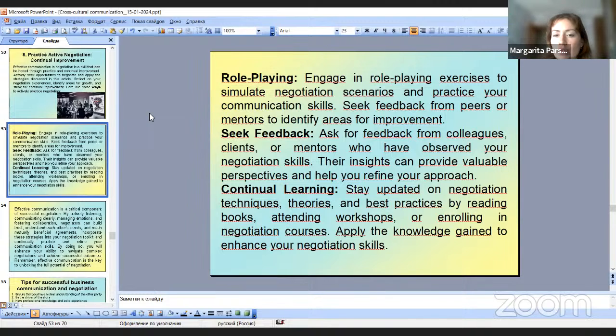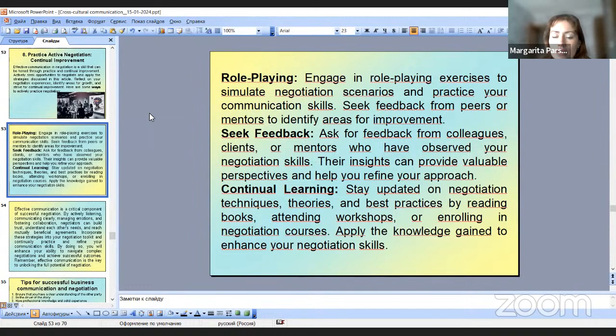Seeking feedback is relevant every time. Ask for feedback from colleagues, clients, or mentors who have observed your negotiation skills. Their insight can provide valuable perspectives and help you refine your approach.